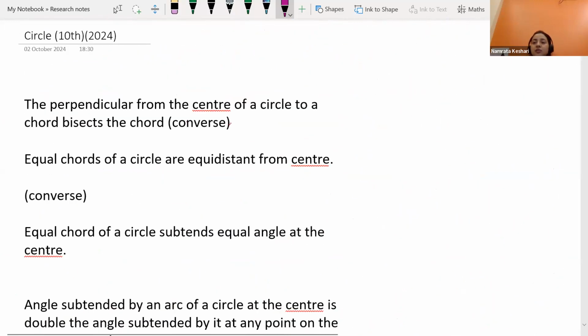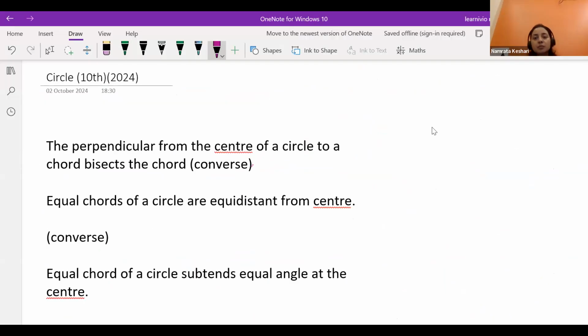Do you have access to class 9 books? Do you have the class 9 book, or from anywhere can you get the class 9 theorems from circles, which I have written on the screen? The perpendicular from the center of a circle to a chord bisects the chord. This theorem you have learned in class 9. Whatever theorem you have learned in class 9, can you go through that theorem before the next class?